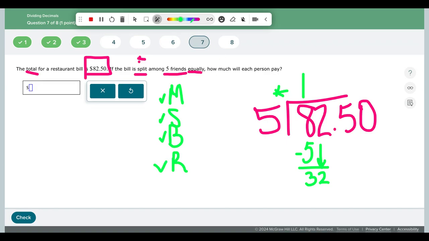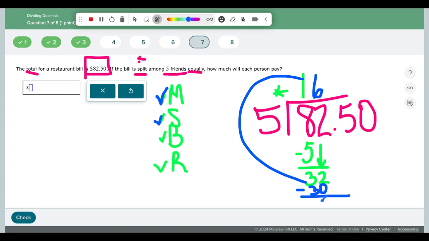So I am asking myself now a multiplication problem, right? What times 5 gets me close to 32 without going over? And I know if I do 6 times 5, I end up with 30. So that's my multiplying. I'm ready to subtract now. When I subtract, I have 2 left over, right? And now I'm ready to bring 1 down. So I'm going to bring down my 5.